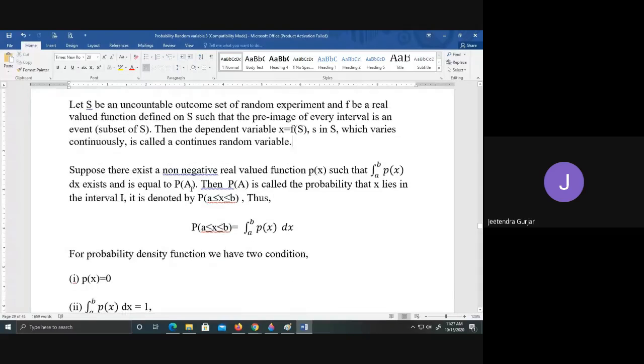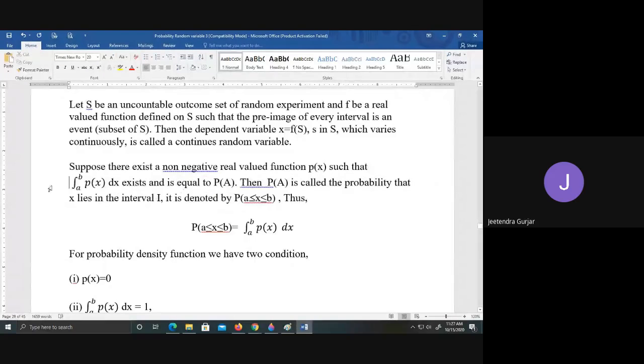Then suppose there exists a non-negative real valued function p of x such that the integration from a to b of p of x dx exists. Fine. So the integral of p of x dx exists and is equal to p of a, that is the probability of a. Therefore, you have to remember, for a continuous random variable, the integration a to b of p of x dx, which is a continuous function.